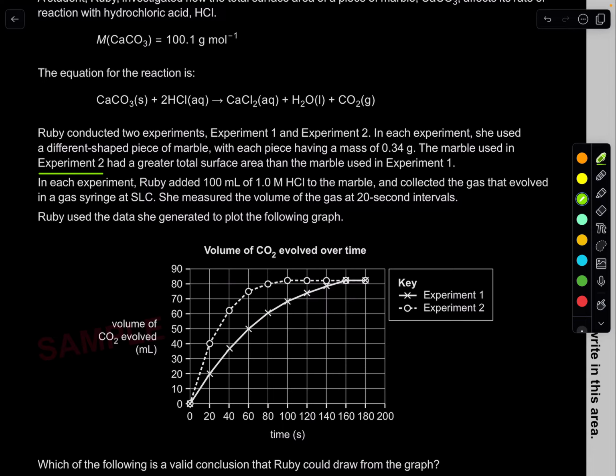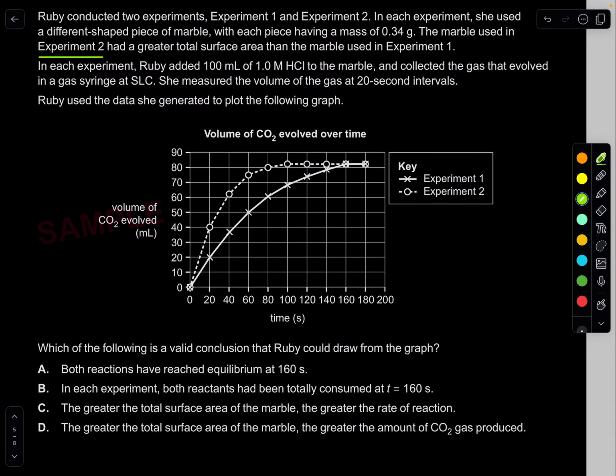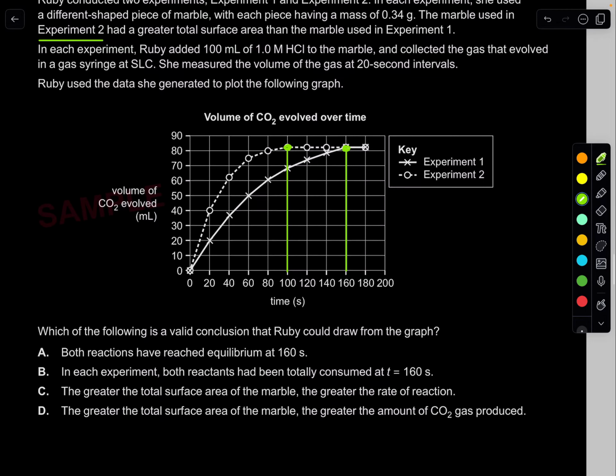collected a gas that evolved in the gas syringe. She measured the volume of the gas at 20-second intervals. Ruby used the data she generated to plot the graph here. Okay. Makes sense. You can see that in experiment 2, it occurs quicker. It reaches equilibrium much quicker. So it's reaching equilibrium at 100, whereas the other one reaches equilibrium at experiment 1, 160. So straight away, we know that increasing the surface area increases the rate of reaction.